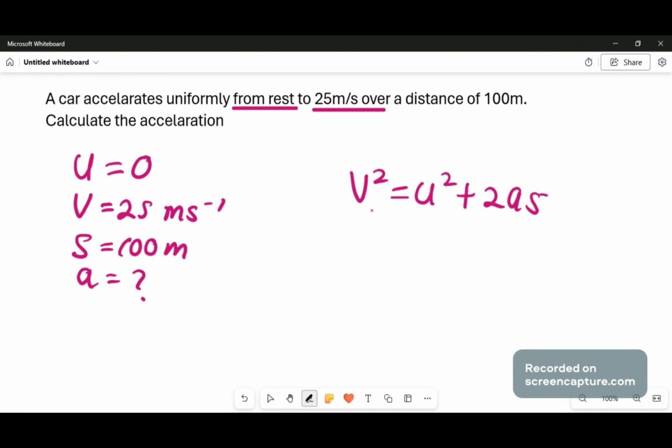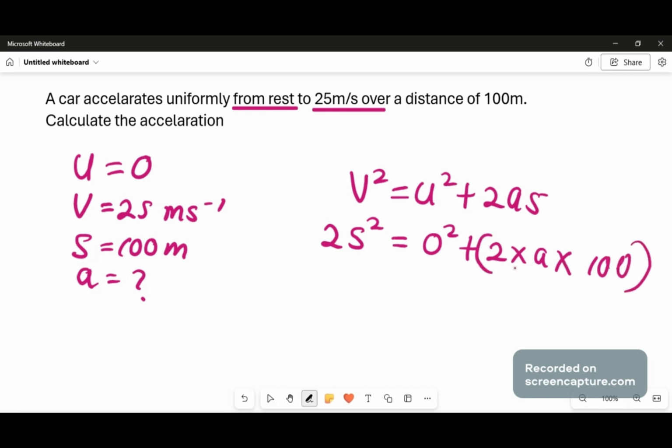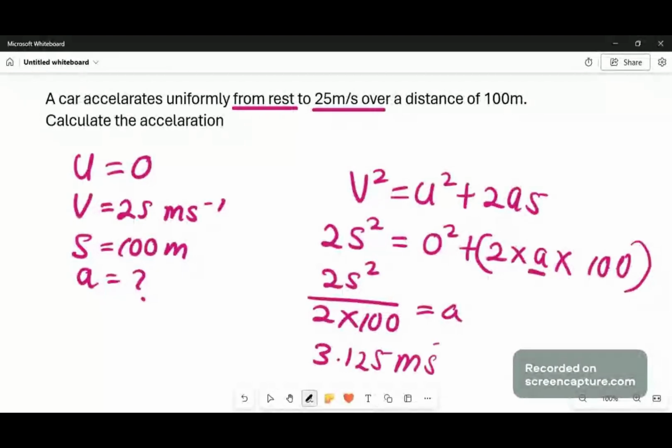So the value of v is 25 meters per second. 25 squared is equal to 0 squared plus 2 times a times 100. So you have to find the value of a. So 25 squared divided by 2 times 100 is equal to a. So the final answer is 3.125 meters per second squared.